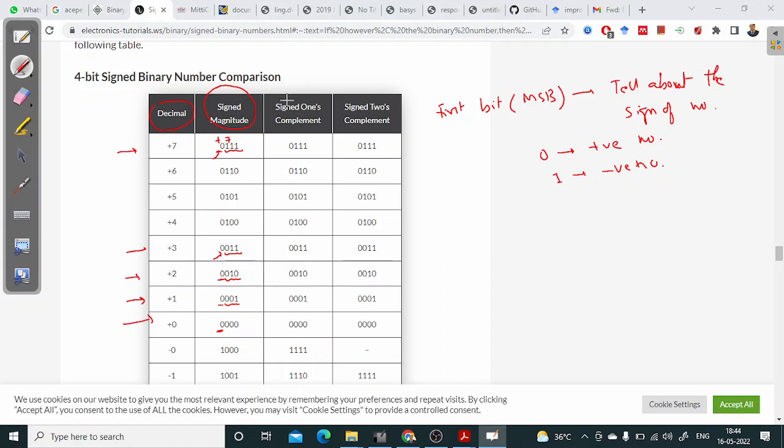Do not look at these two tables right now. We are just dealing with our sign magnitude number system right now. So I hope this is clear here.